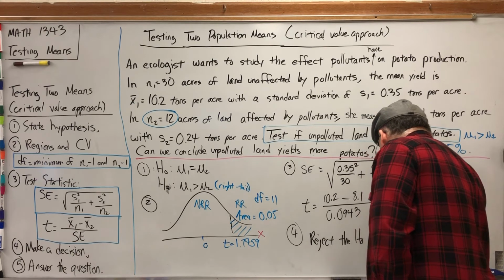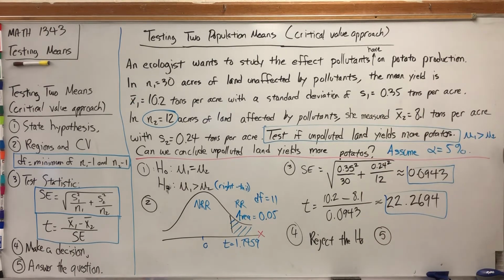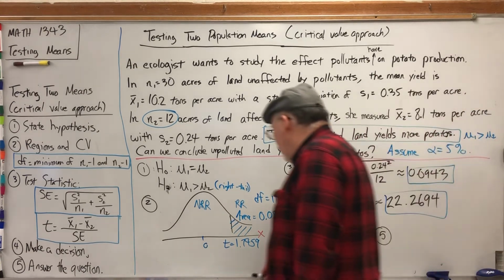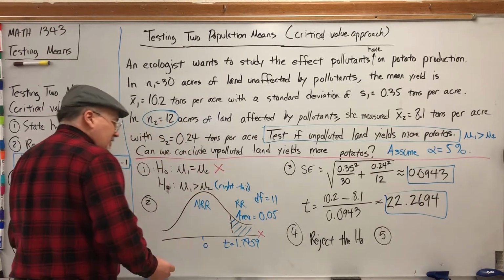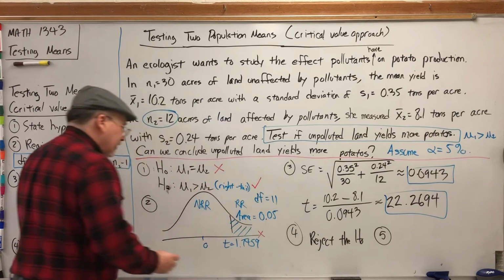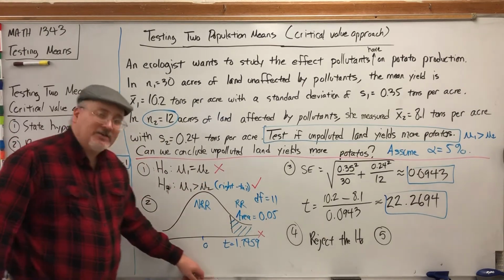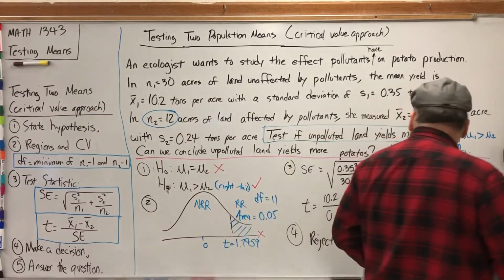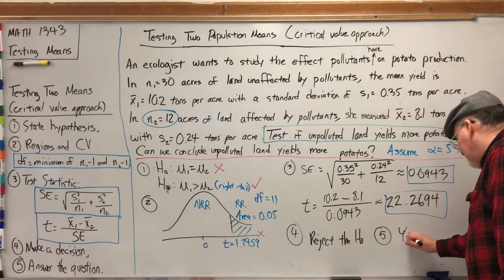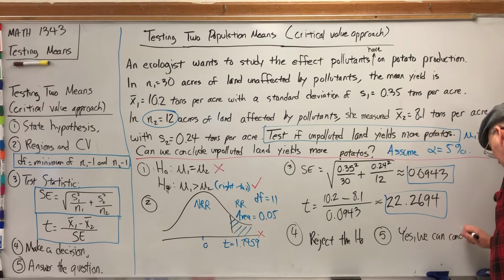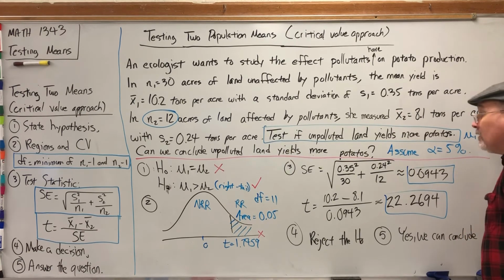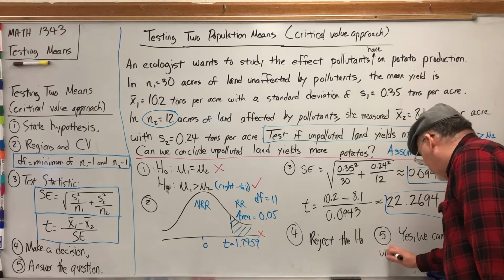And to answer our question, can you conclude unpolluted land yields more potatoes? Can we conclude mu1 is greater than mu2? Well, we rejected the null hypothesis, which means we accept the alternative in its place, and that's what we're being asked if we can conclude. So to wrap this problem up, yes, we can conclude unpolluted land yields more potatoes.